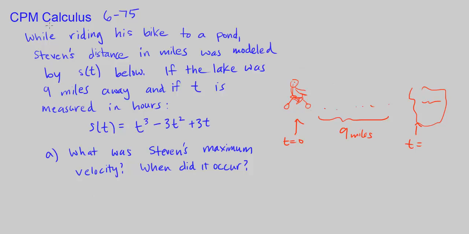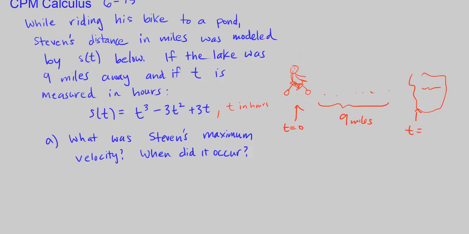This is CPM Calculus chapter 6, number 75. So when riding his bike to a pond, here's Stephen, his distance in miles is modeled by this equation. The lake is 9 miles away, and we have t in hours. So we know at time 0, he is 9 miles away, and he arrives at the pond. We don't know the time he's there yet.